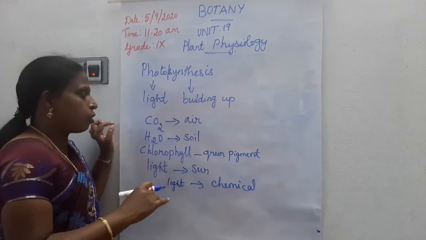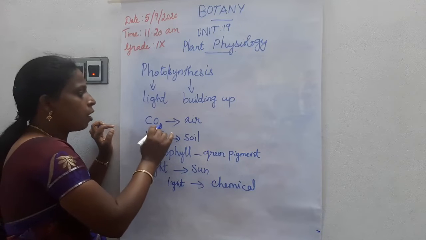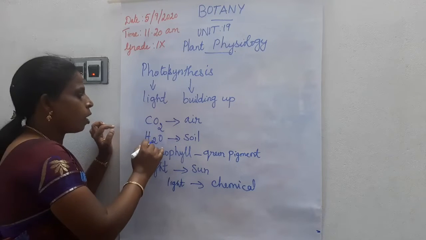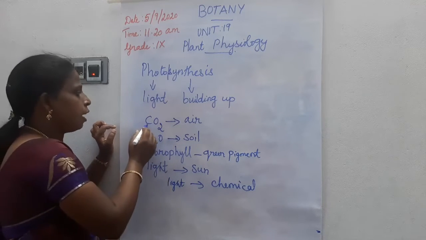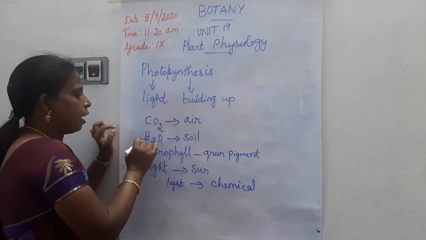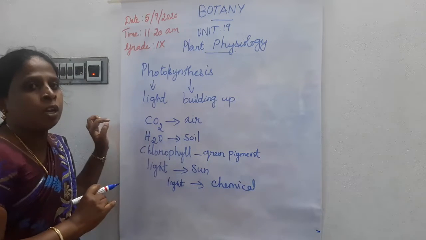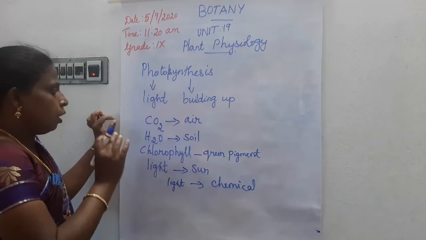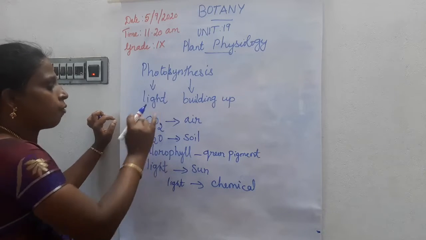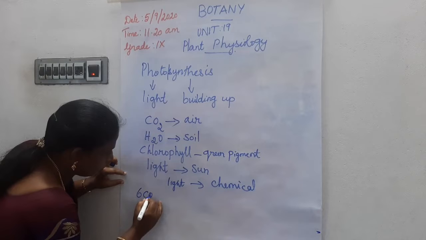So during photosynthesis the carbon dioxide is reduced and water is oxidized. Here the carbon molecule is reduced from the carbon dioxide and the oxygen is released from the water molecule. So the overall equation for photosynthesis is 6CO2.